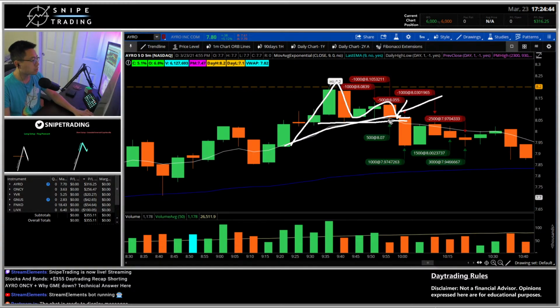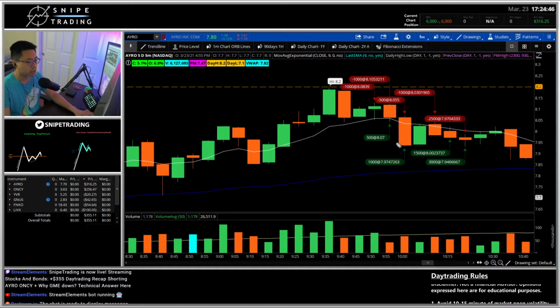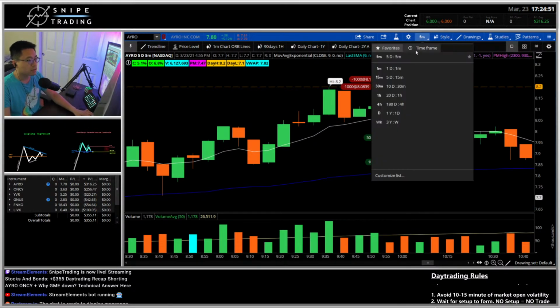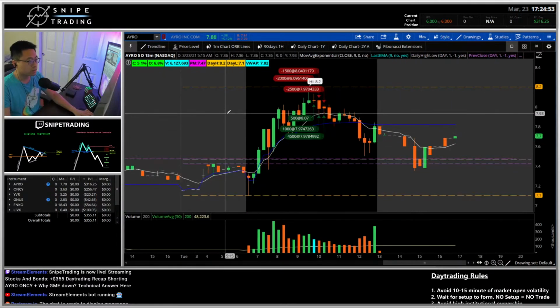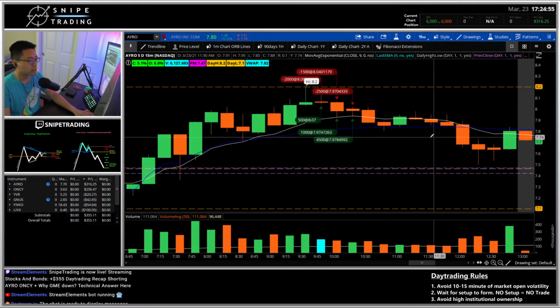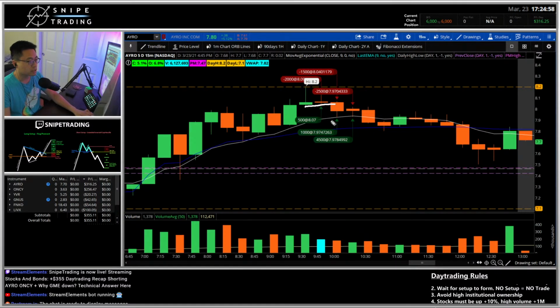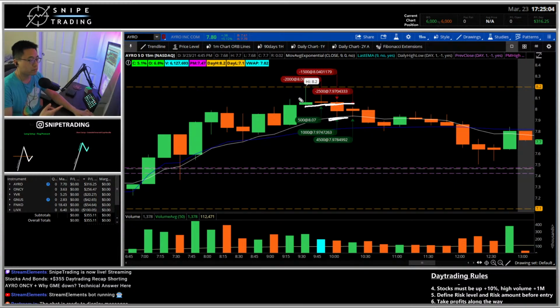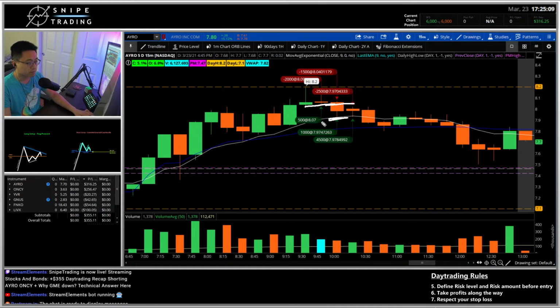I took it in anticipation of that cup and handle break, and then covered when it was reaching the 15-minute chart. The reason I took this is because you can see it's extended. The 15-minute chart's down here. So I look for a higher, smaller time frame to short into a correction to the lower time frame. So the 5-minute extension to the 15-minute trend.